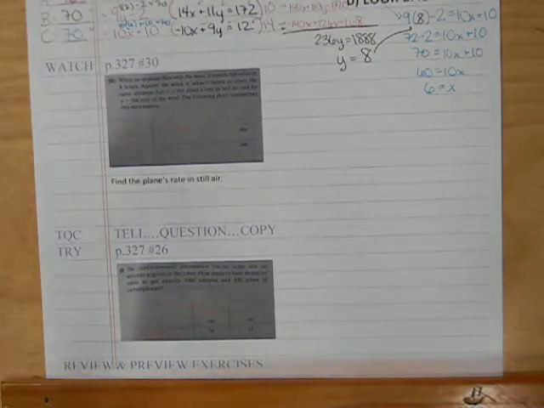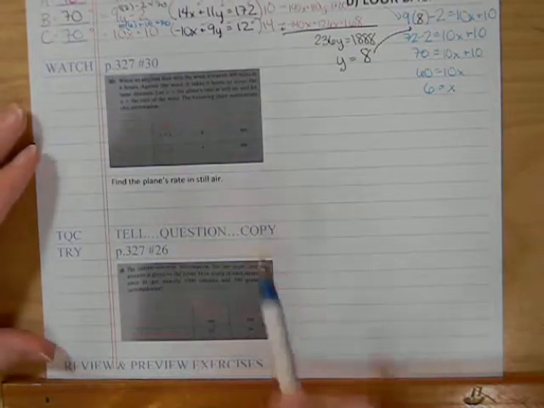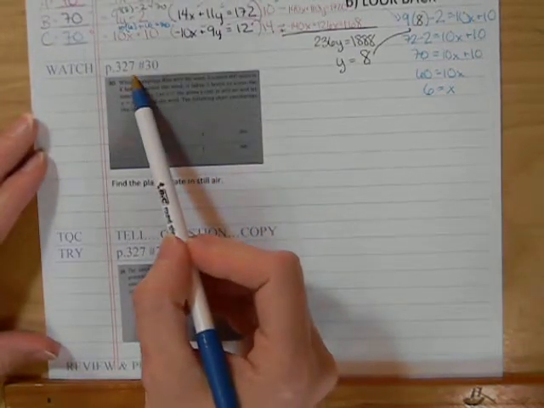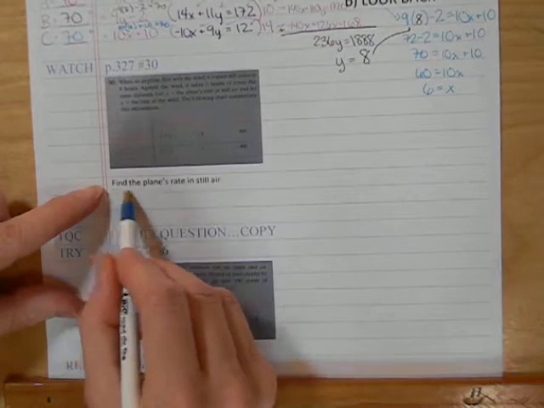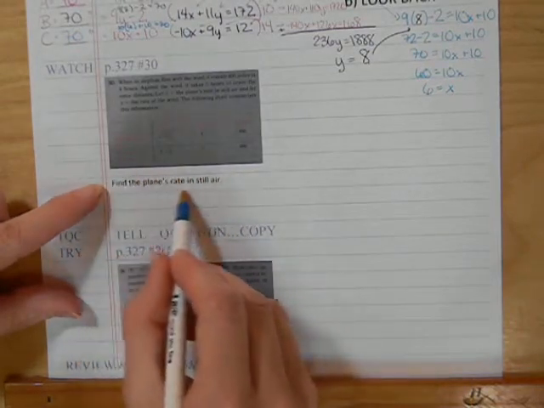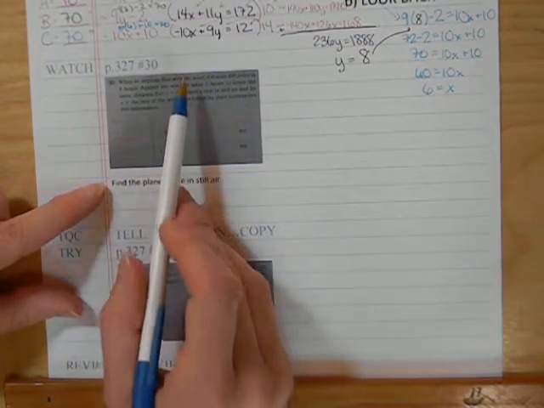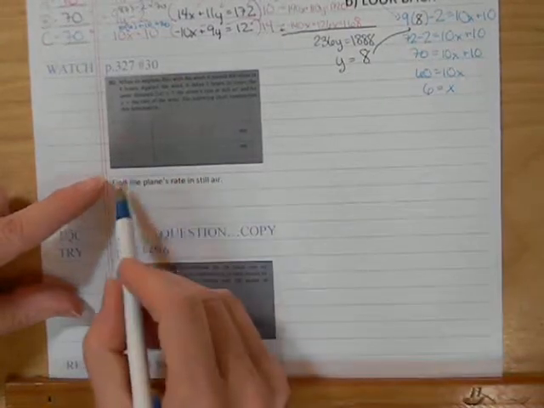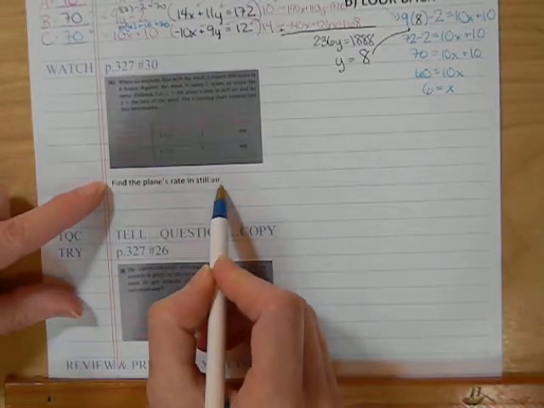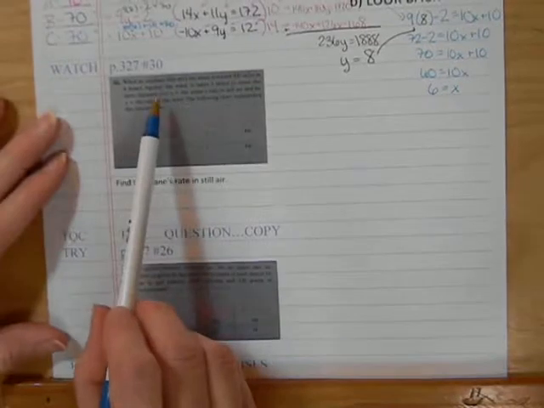Okay, continuing in 5.4, the bottom part of page 2 of the notes. Let's do number 30 from page 327. If you printed out an earlier version of the notes, you'll notice that this is different. The picture I took of the problem didn't include the actual question. So let's read it here.